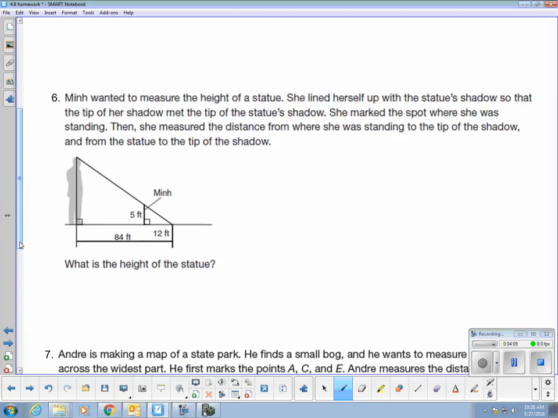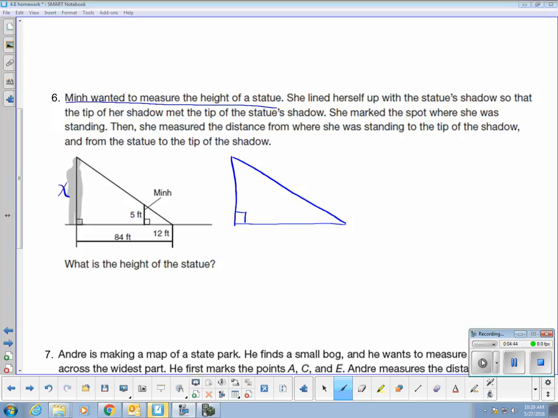Here we have a drawing similar to the one that we were just looking at, and we're being asked to find the height of the statue. So the part that we're trying to find out says that Min wants to measure the height of a statue. We're going to call that x. To help us to find that value, I'm going to redraw the two triangles that you see in this drawing separately. So I'm going to start with the large triangle. And then I'm going to transfer the numbers that I know.